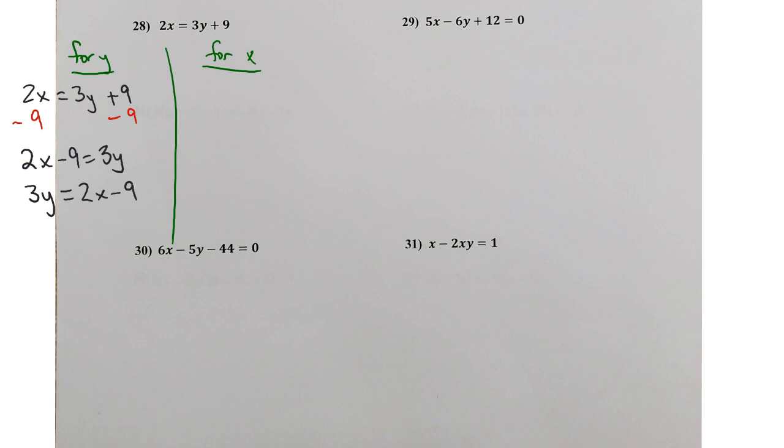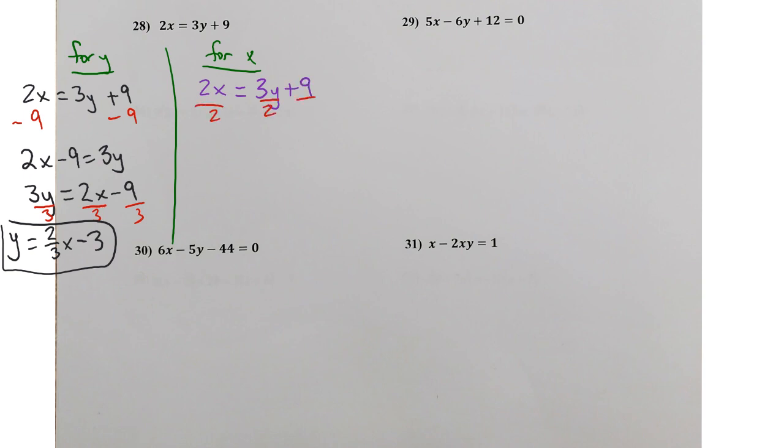And now I'm going to divide everything by 3 to get y by itself. So I end up with y equals 2/3 x minus 3. Now when I do the second one, or 4x, part B, look, y and the number are already on the right side. So the only thing I have to do for this one is really easy, just divide by 2. I end up with x equals 3/2 y plus 9/2. Done. That's it.